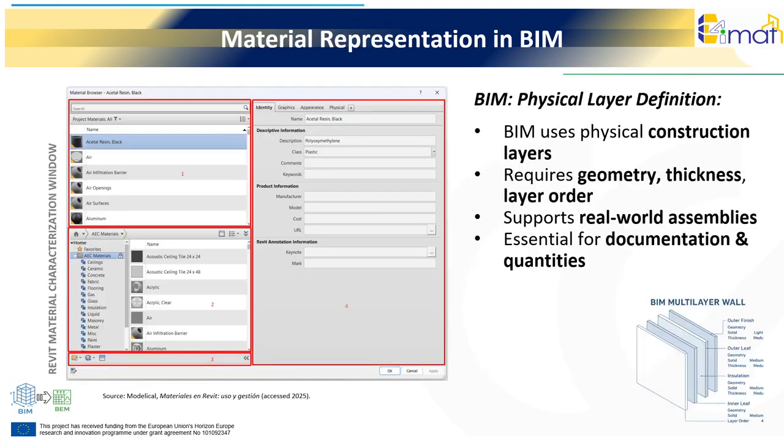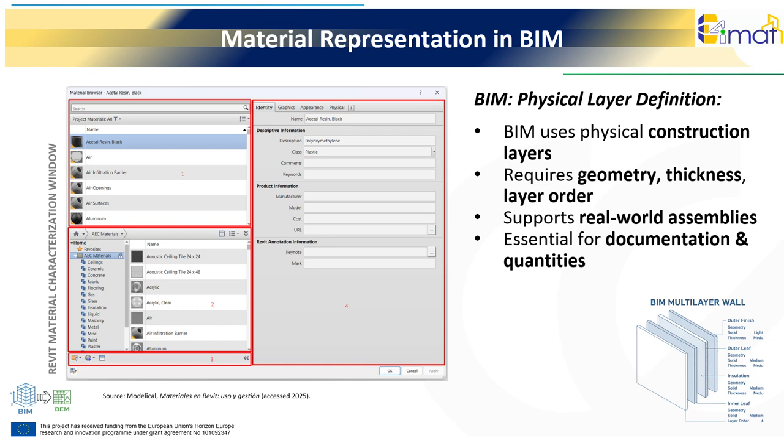In BIM environments like Revit and ArchiCAD, every building element is built from physical construction layers. These layers describe how walls, floors, and roofs are assembled in the real world. To define them correctly, the software requires three fundamental inputs: geometry, thickness, and layer order inside the assembly. This information determines how the element appears visually, how it is quantified in schedules, and how it interacts with other components in the model. Even at a basic level, BIM needs these geometric definitions to ensure that the digital building is a faithful representation of the physical construction system.